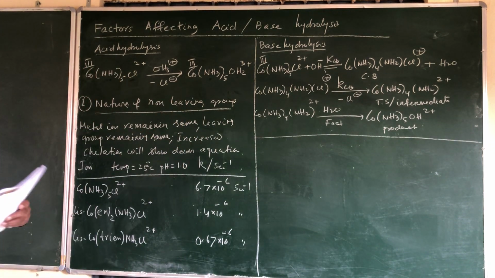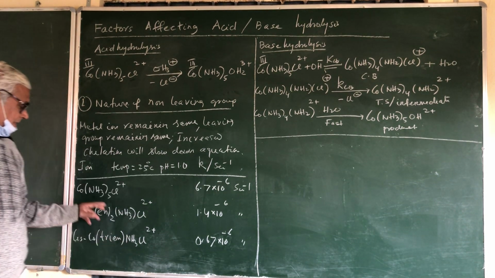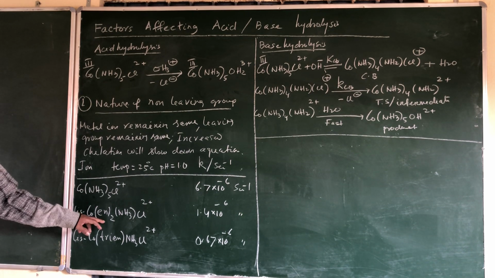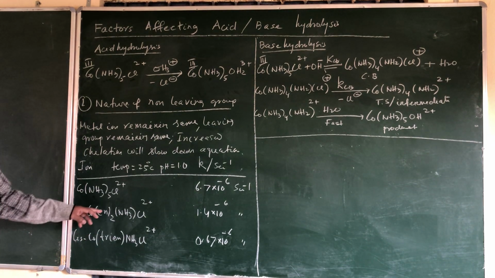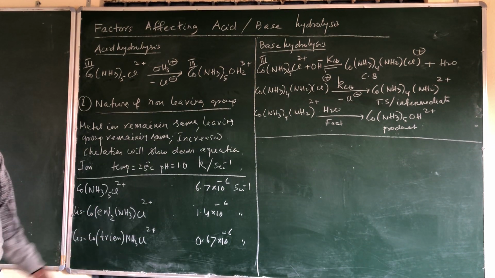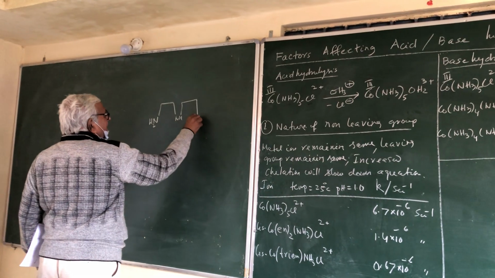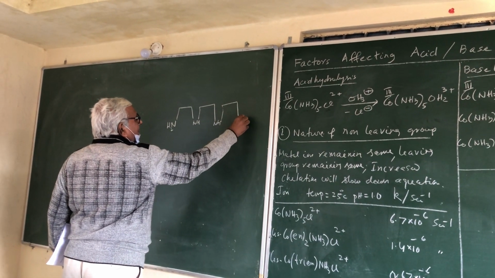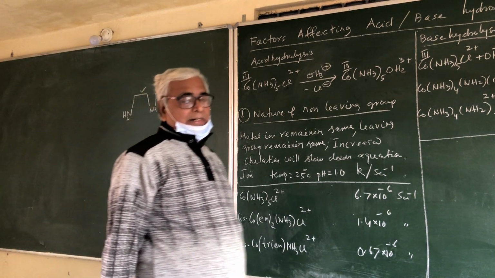So look at this data. Here there are 5 ammonia. The rate constant was 6.7 into 10 to the power minus 6. Here 4 of the ammonia is replaced by 2 ethylene diamine units. The rate constant has decreased. And when 4 of the ammonia is replaced with triethylene tetramine. What is trien? This is trien. Triethylene tetramine, 1, 2, 3, 4. This is a tetradentate ligand.